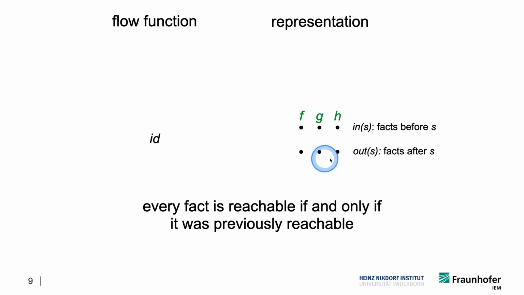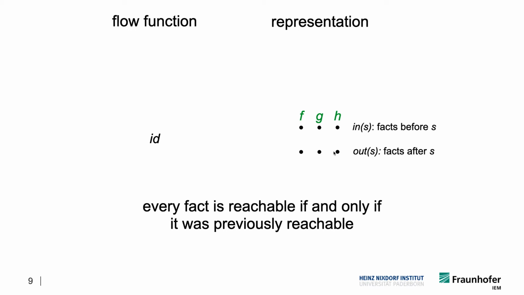And now we use such a graph-based representation. So if we assume that F and G and H are data flow facts that can potentially be in the inset of the current statement, which is represented through these exploded supergraph nodes here, then these nodes down here represent our outset, the facts that should be reachable after the statement.